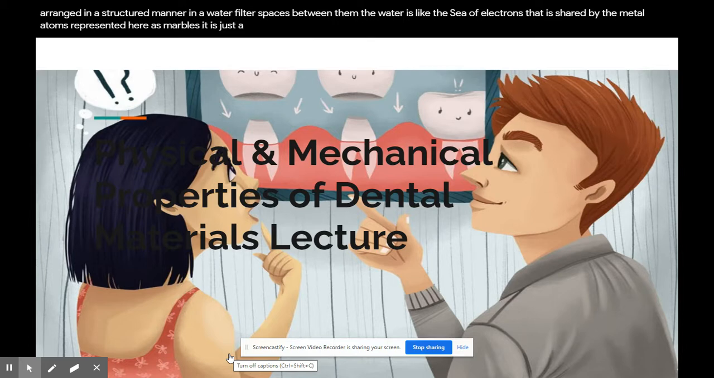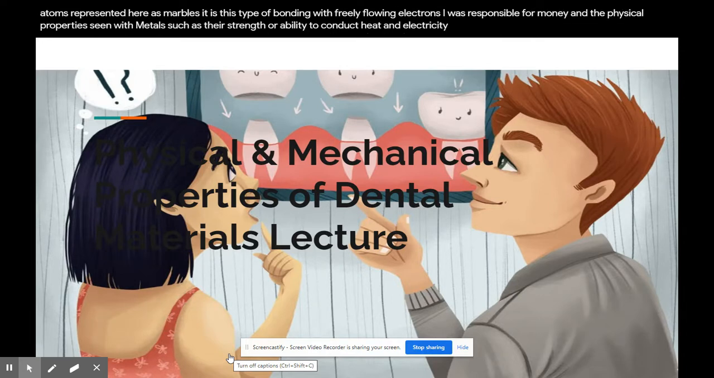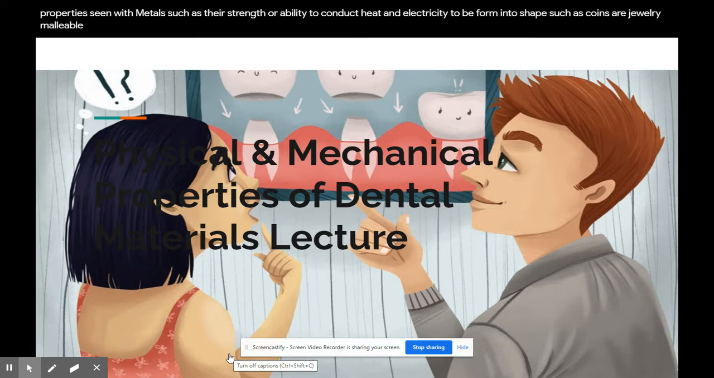It is this type of bonding with freely flowing electrons that is responsible for many of the physical properties seen with metals, such as their strength or ability to conduct heat and electricity, to be formed into shapes such as coins or jewelry, malleable, or stretched into wires, ductile, like those used in orthodontics.